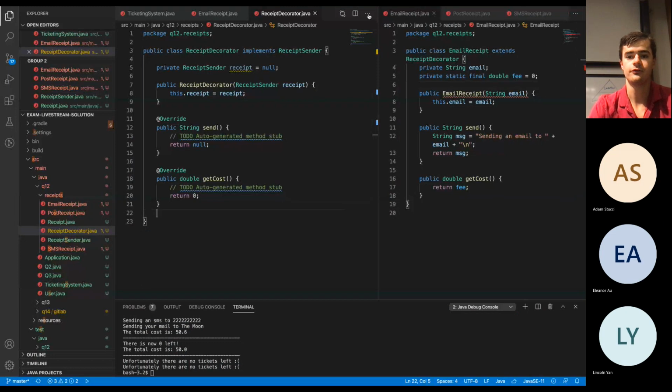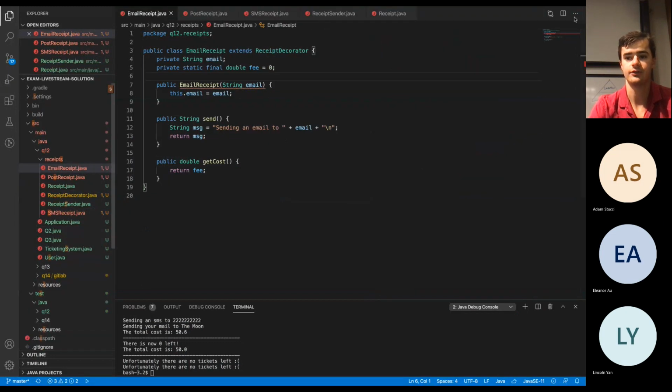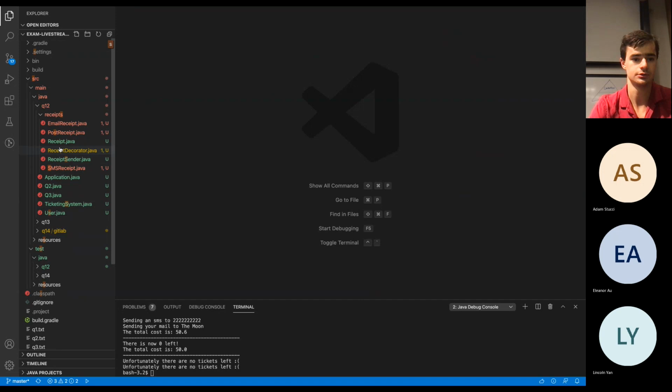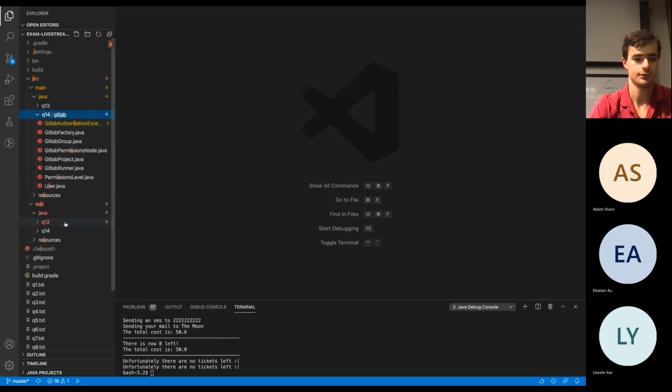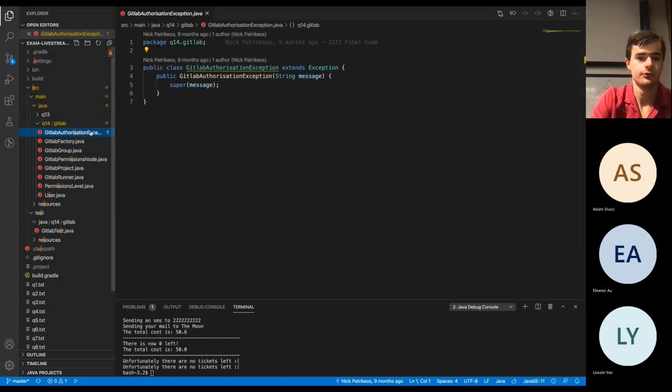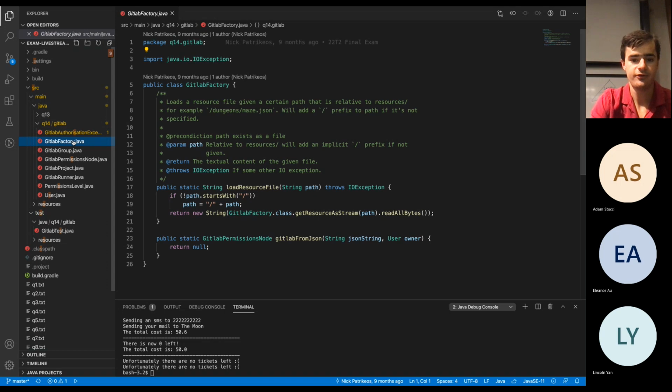Hopefully we've drilled into you that the first thing for any refactoring problem is to get the lay of the land and have a look at the code that you need to implement. I'm going to cheat and just delete this. Delete this as well. Let's start. Authorization exception. Okay, this is pretty chill. This is an exception. GitLab factory.